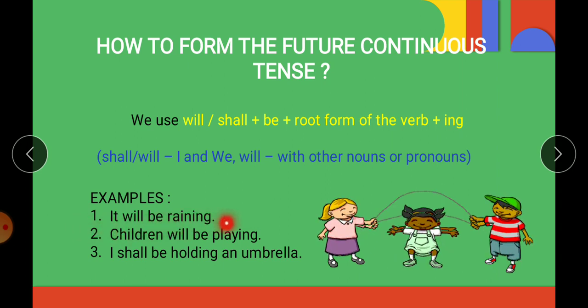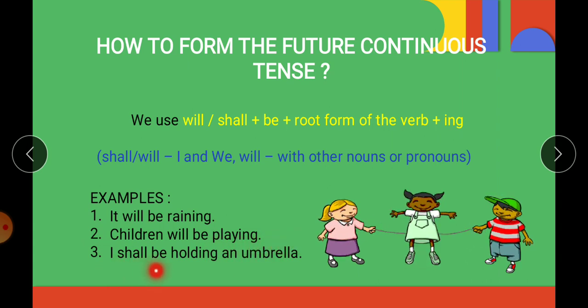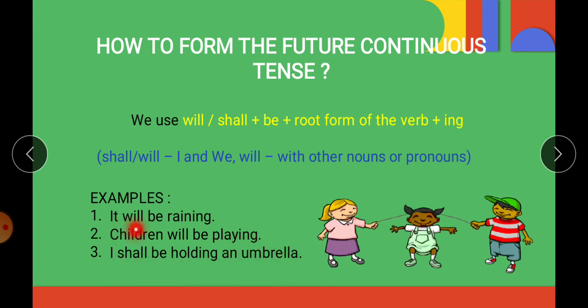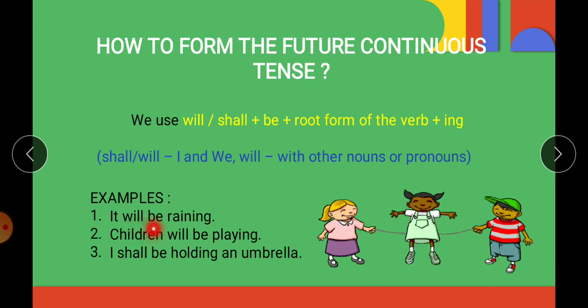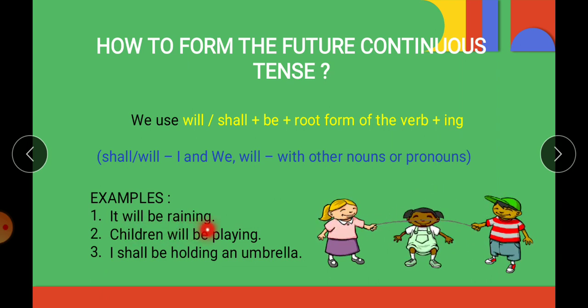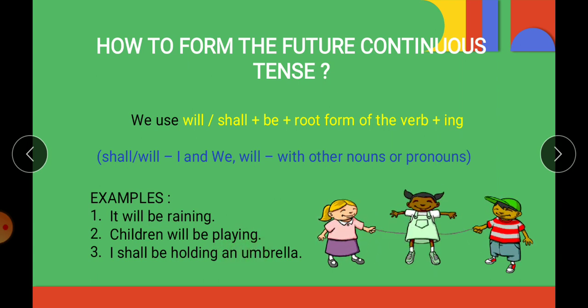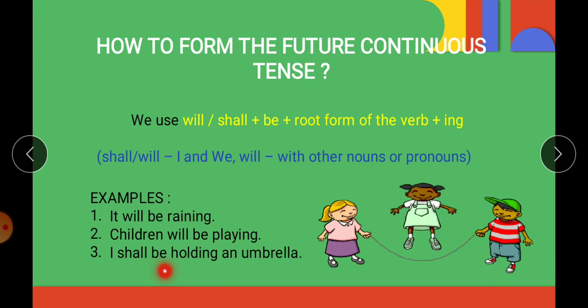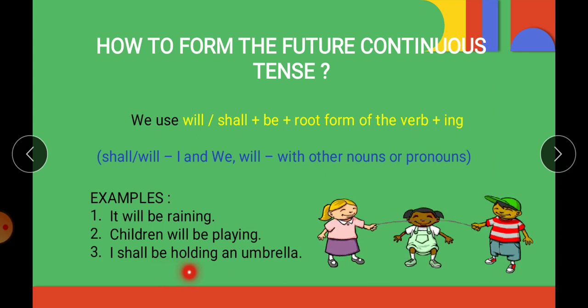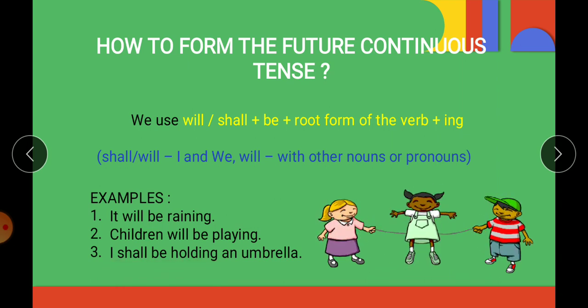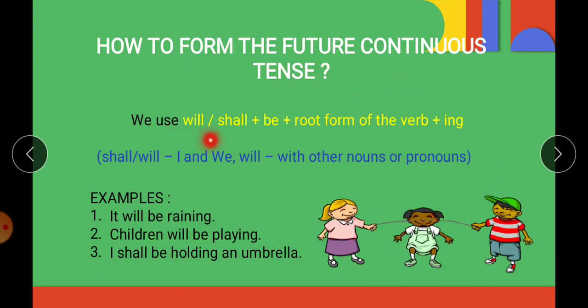Like it will be raining, children will be playing, I shall be holding an umbrella. So will, be, rain is the first form of the verb with ing in it. Will, be, play is the first form of the verb play and ing in it. Shall, then we have added be. Hold first form of the verb है hold का और उसमें ing लगाया है. So I shall be holding. So to form the future continuous tense, you have to use will or shall. Then you have to write be, then root form of the verb or root form में ing.